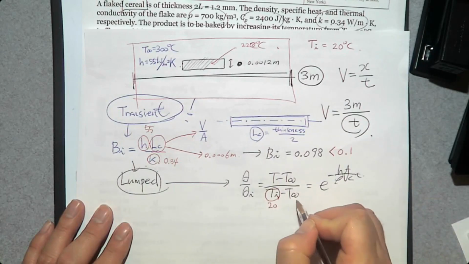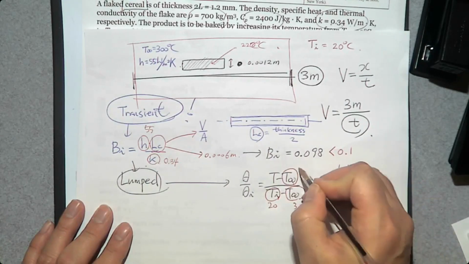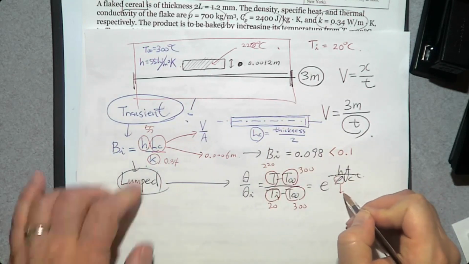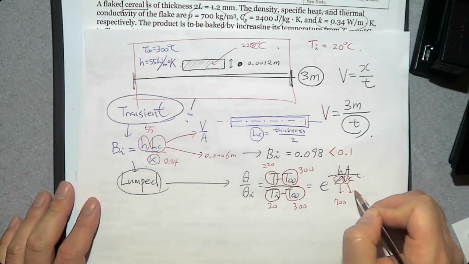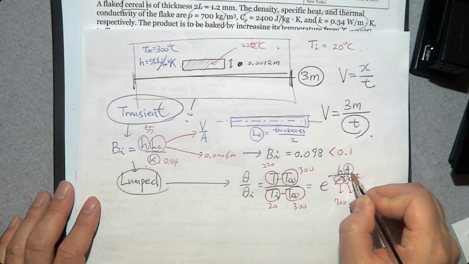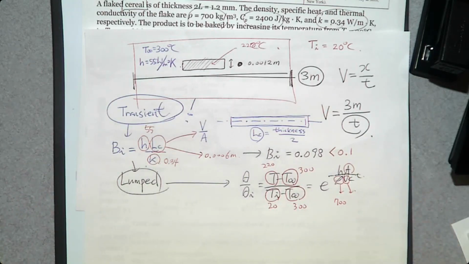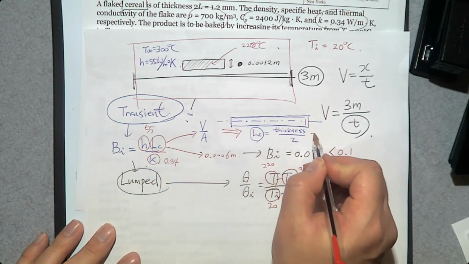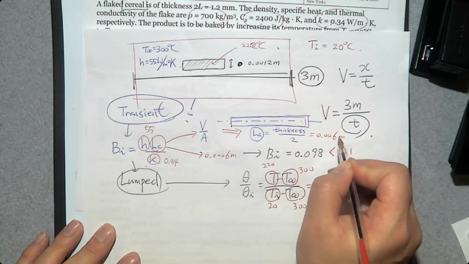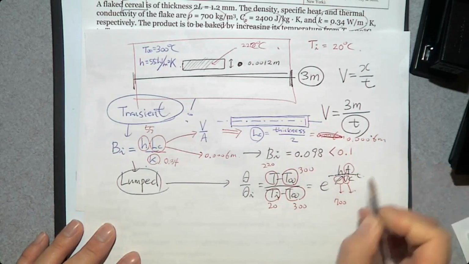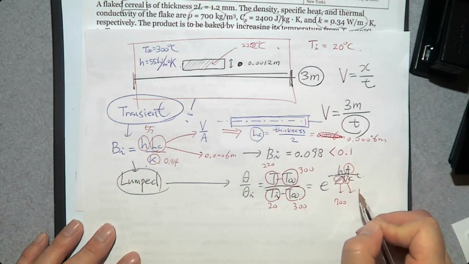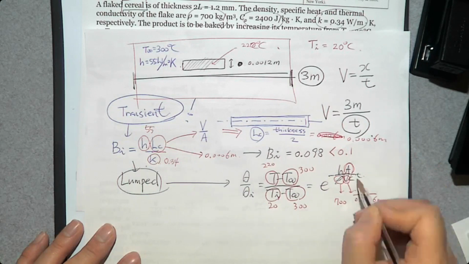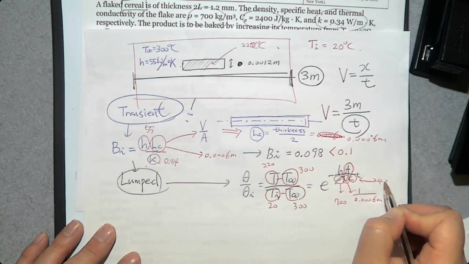So initial temperature 20, surrounding temperature 300. What is the final temperature? 220, and density 700. Volume we don't know. Area we don't know, but we know volume over area, which is what? The characteristic length, 0.0006 meter. So A over V is going to be 1 over 0.0006 meter. And specific heat, 2400.